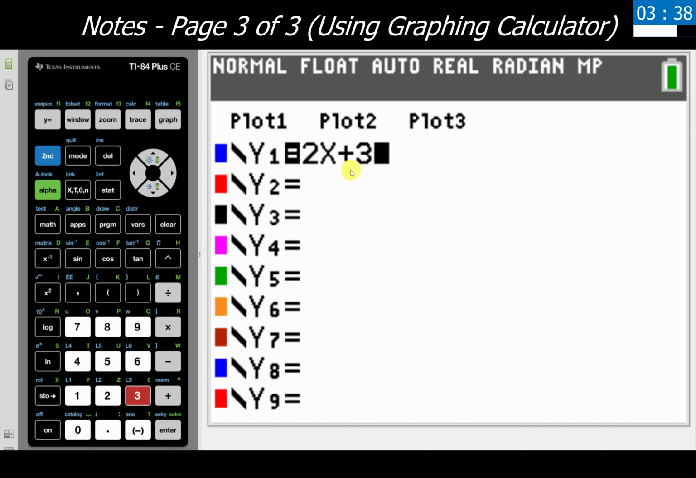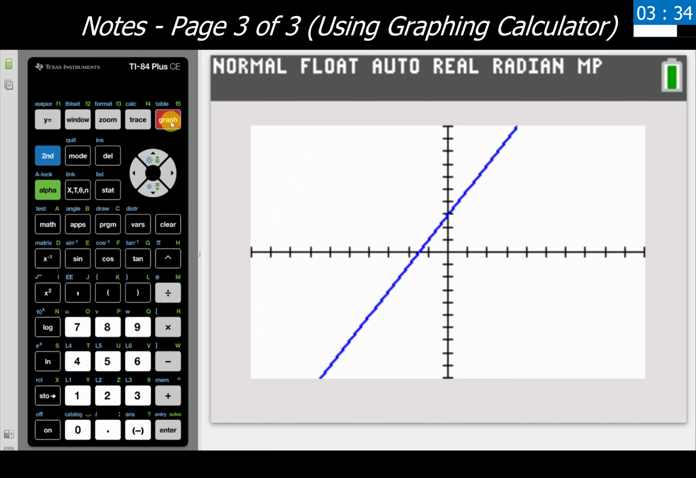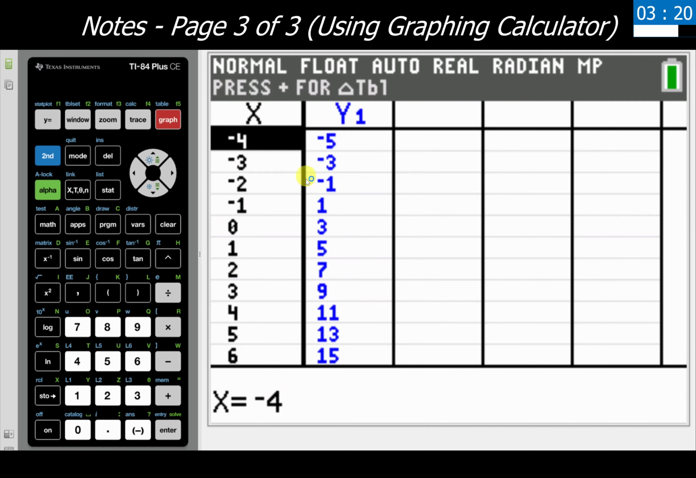We are entering in 2x plus 3. Got that in there. Again, if you want to look at a graph, just click the graph button. Okay, so we should have values increasing, but I don't care about the graph. I'm trying to find values for that table of points that's been given to me. Now if I go back here, I can go to second table, and again it will display the table right where I left off for the x values.